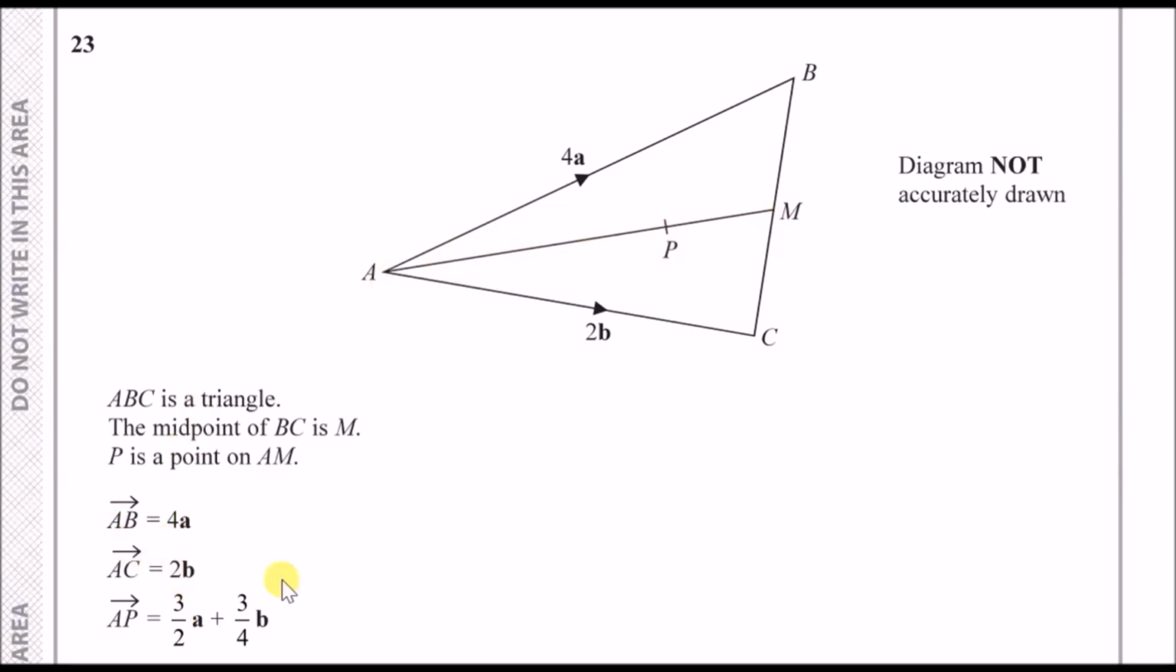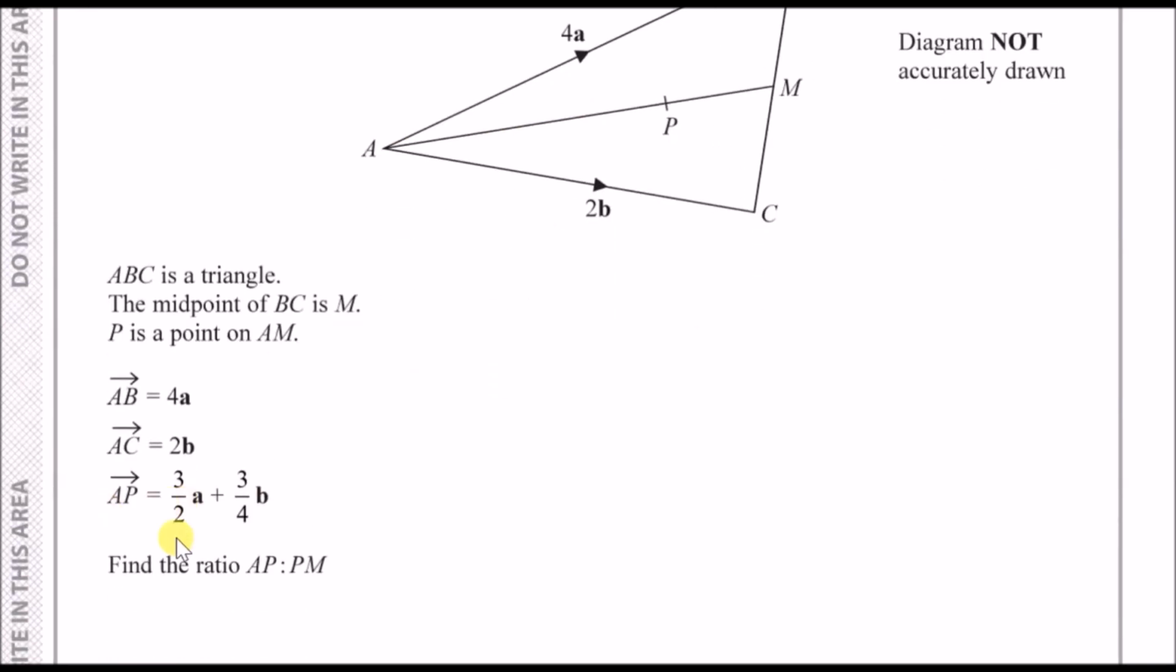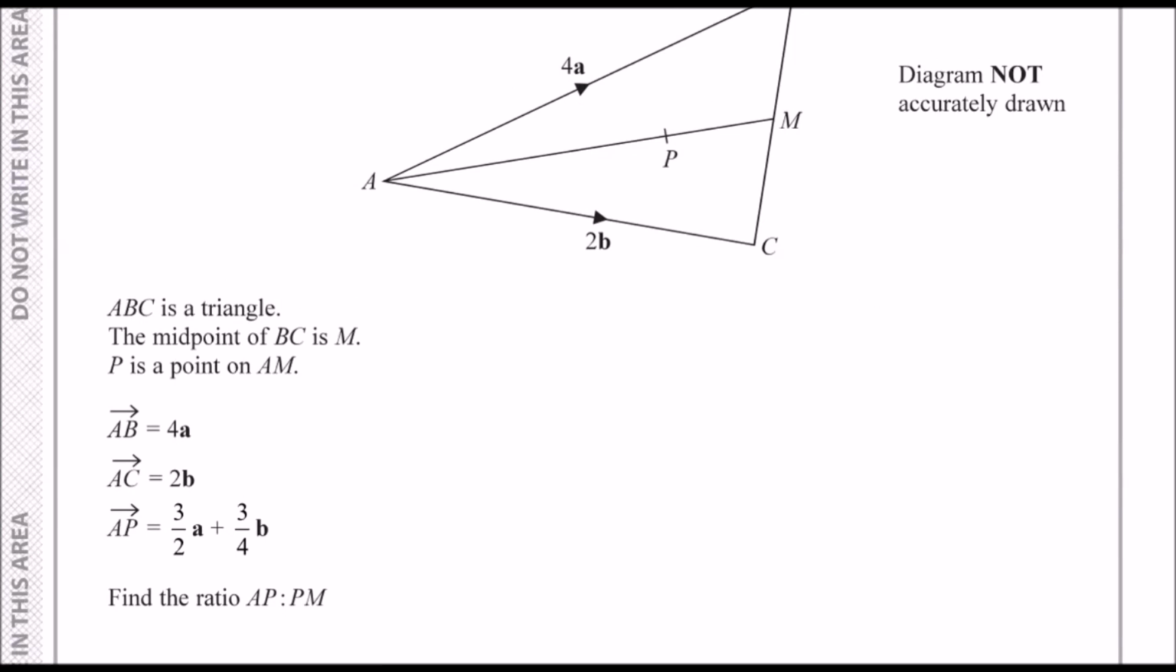Now they give us some known vectors where if you go from A to B, we can call this a direction of 4a. If you go from A to C, it's 2b. And they give us an actual expression from A to P, which is given by this fraction here. And here they want us to find the ratio of AP to PM.